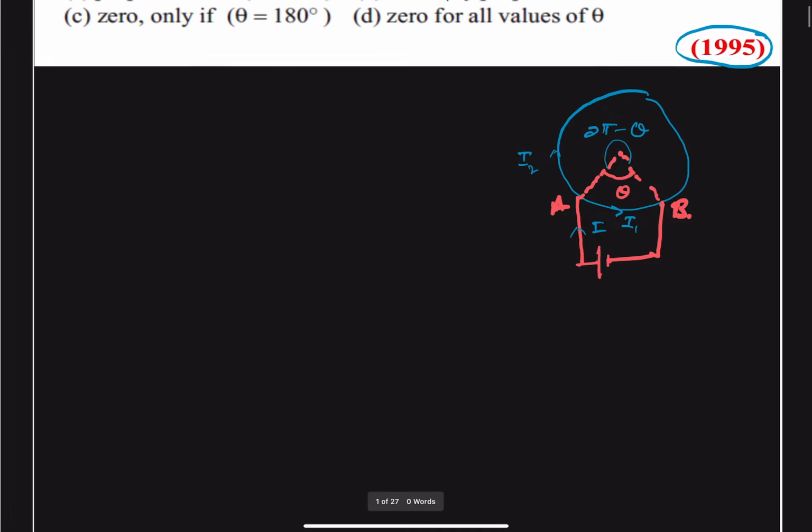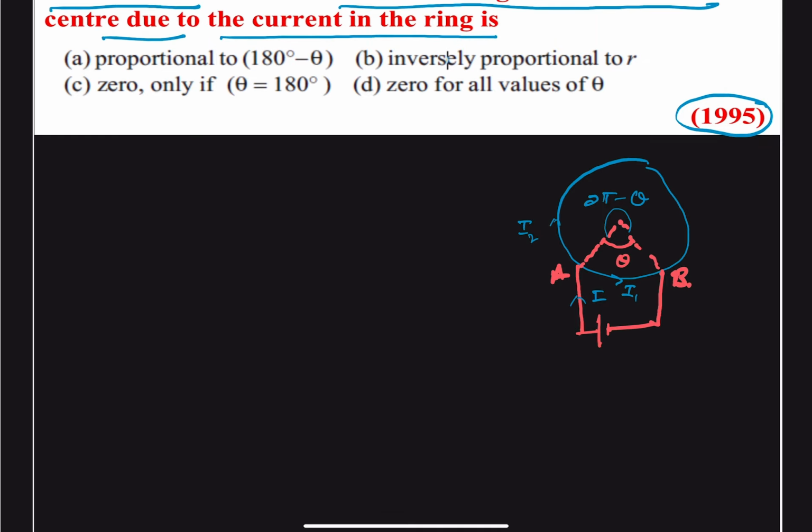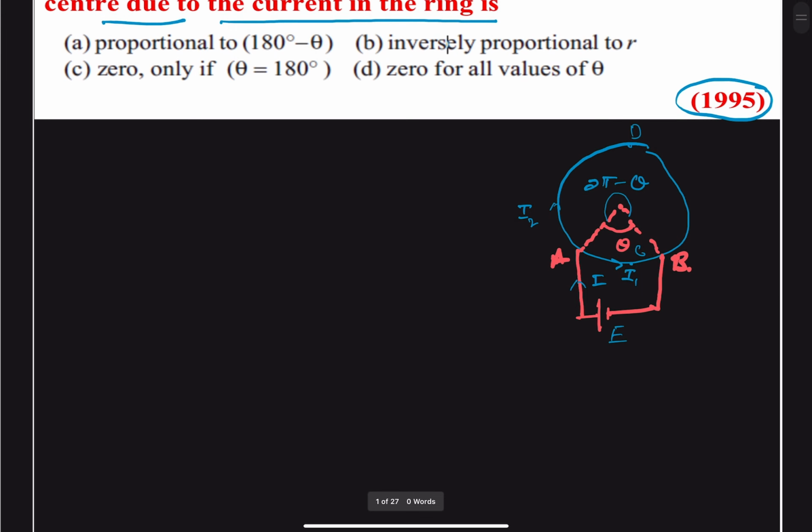So now we have two currents and two separate arcs. Let us mark this point as C and this point as D. So we have two arcs, ADB and ACB, and we have a supply that is our E. First of all, we write how the current will be distributed, because resistance R is given for the total ring. So we have to find out the resistance of the arc ACB and the resistance of arc ADB.